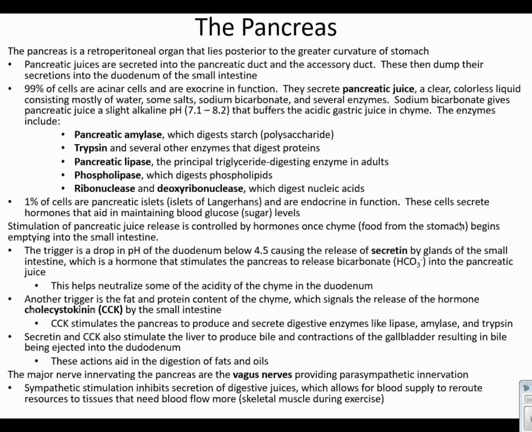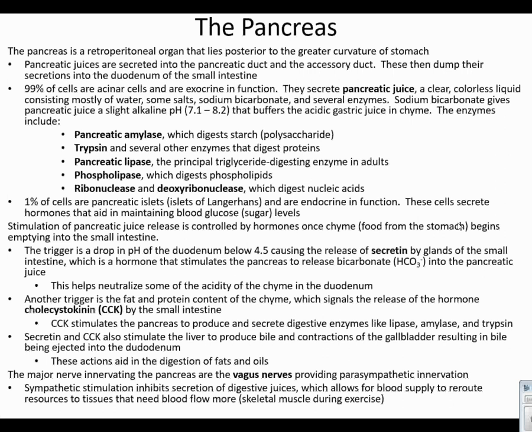Now, instead of following our tract, we're going to take a trip to the side for a couple slides. We're going to talk about 3 organs that are not part of the tract, but are associated with the tract because of stuff that they produce. It includes our pancreas, our liver, and our gallbladder.